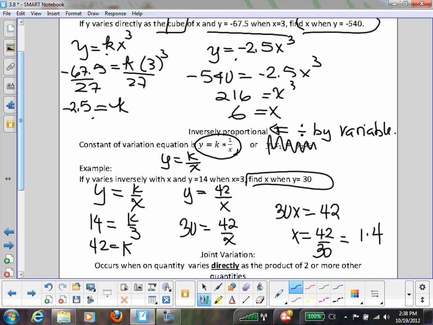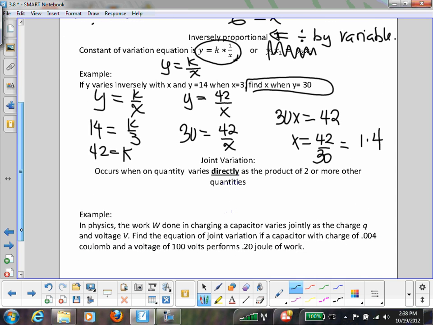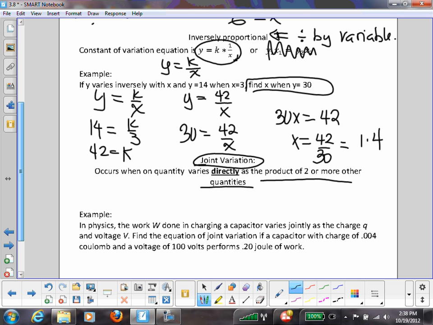All right, so then we have joint. If you see the word joint, it occurs when a quantity varies directly. So joint means it's the product of two or more quantities. Right now, I just have x on the same side as my constant. If I do jointly, then I have more than one variable on the same side as your constant, but I'm multiplying them together, okay?